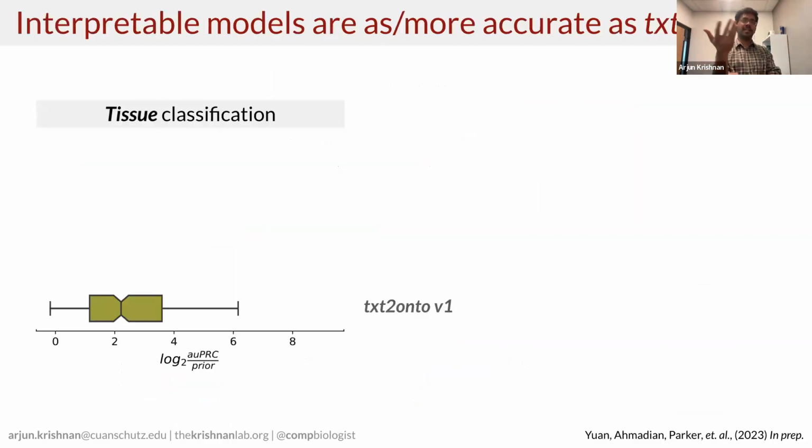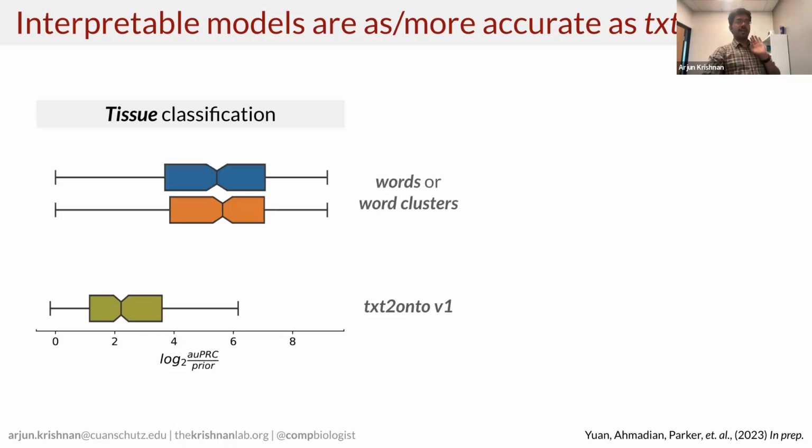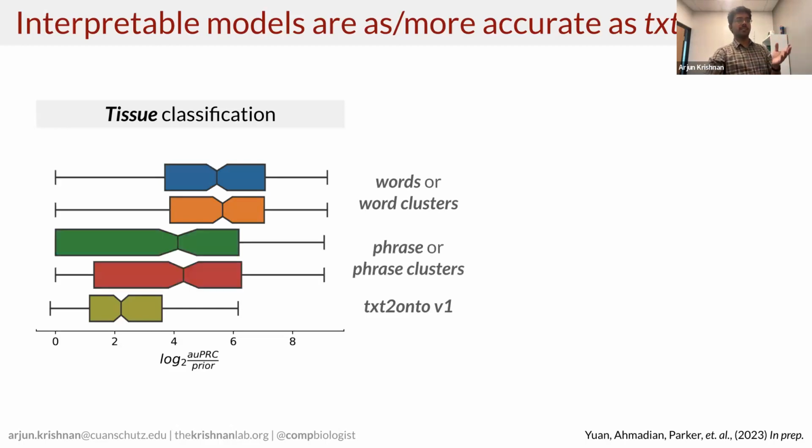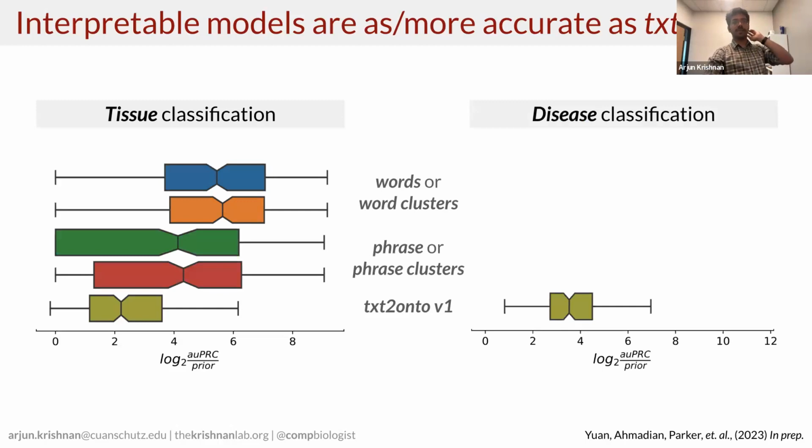I'm not going to tell you the exact details of the method in the interest of time, but here is the performance of the published method. And now we are developing methods that actually preserve words and phrases within the description, in terms of either words or word clusters. Based on words and word clusters, we're already getting much better performance than what is already published. The same with phrases or phrase clusters. This is for tissue classification.